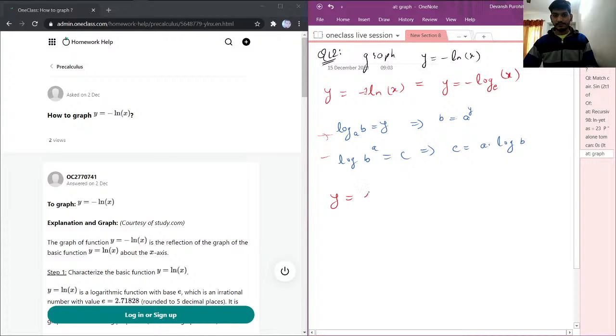So this will become ln of x power minus 1. This is nothing but ln of 1 over x. And then I will take the antilog using this first one. So this will become e power y equal to 1 over x. Now this graph is going to be discontinuous at x equal to 0, because if x is equal to 0, then this term will become infinity.